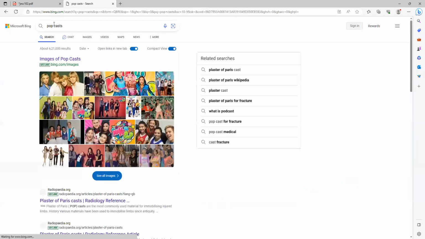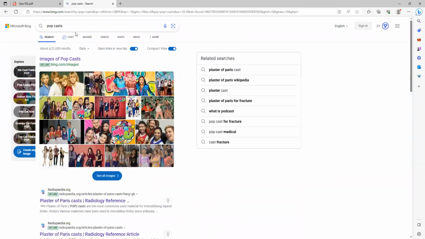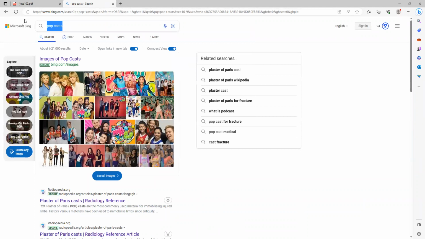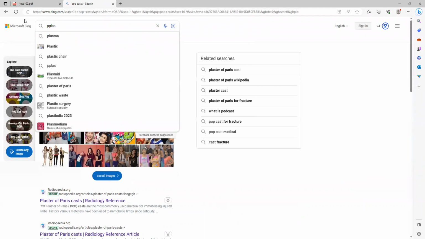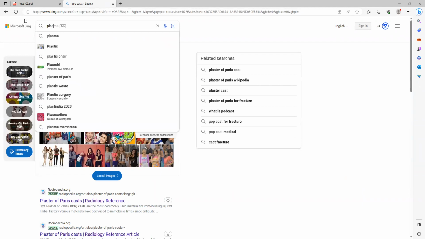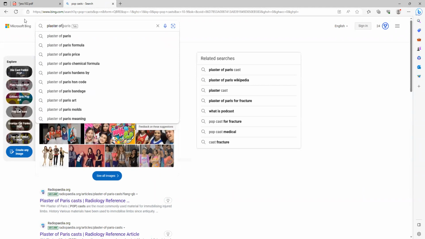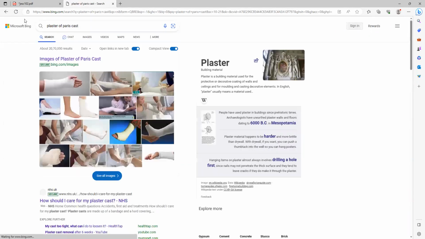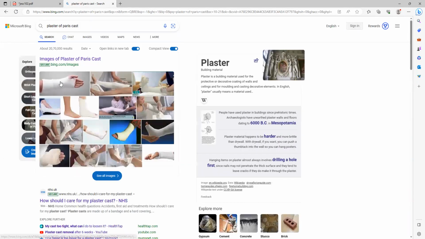Those who don't know what a cast is, you can see that one. So it is coming up, the plaster of Paris cast. Now, do you understand what plaster of Paris is, everybody? Yes, sir. Plaster of Paris cast is used for making dolls, idols, god images and all. So actually this is also a cast.